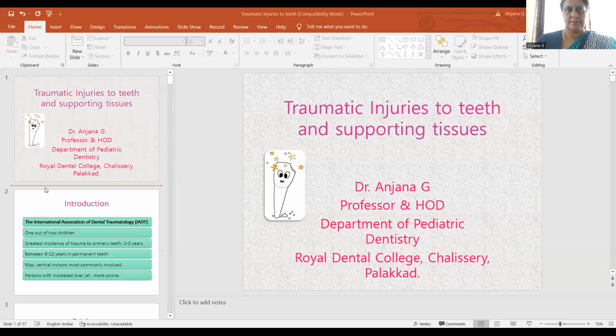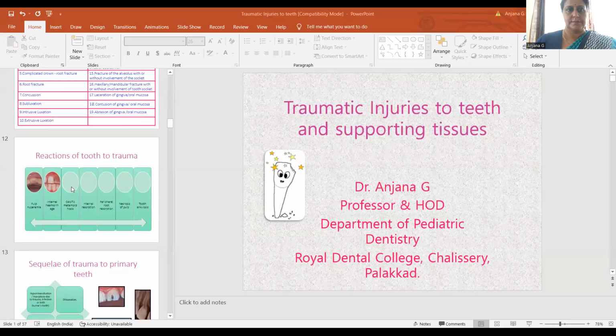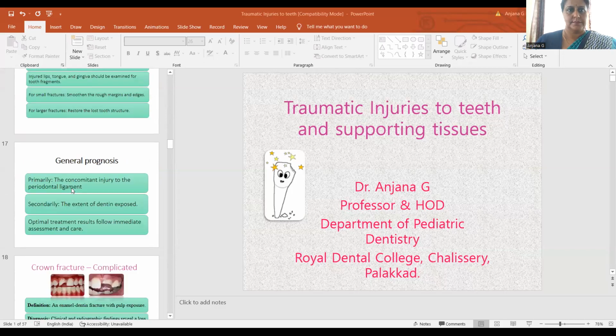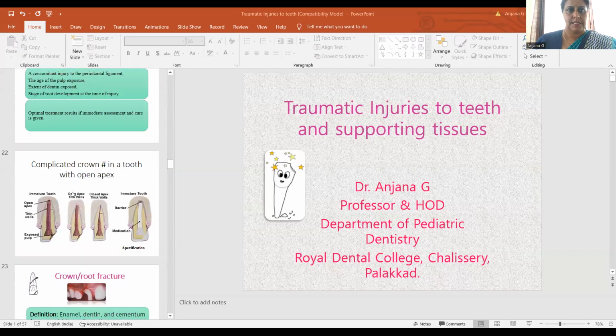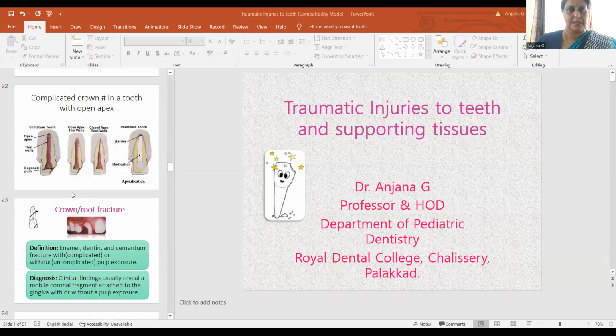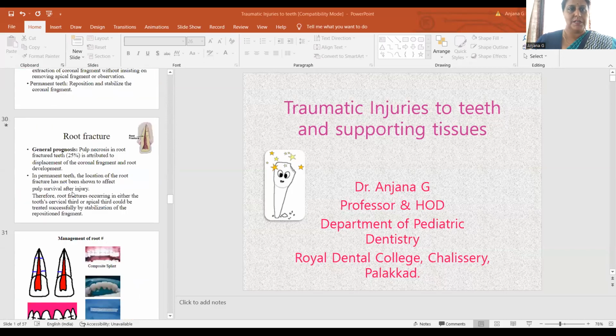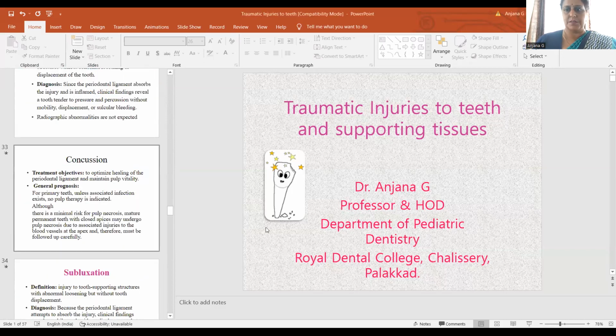We will continue with the lecture on trauma. Last class, we had completed the luxation in fractures. Today, we will continue with the luxation injuries. The first one seems to be concussion.